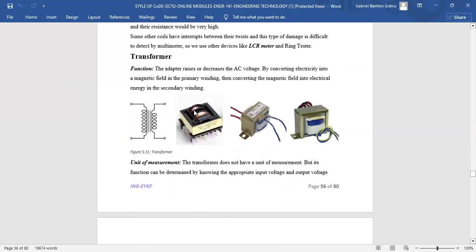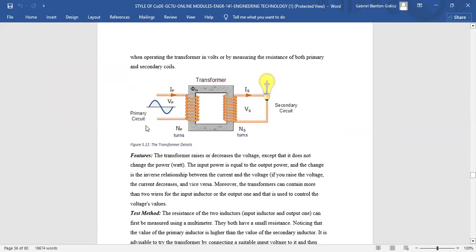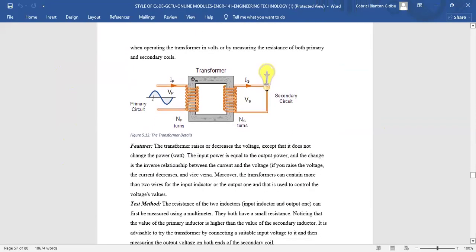All right, these are transformers. Look at the symbol, that's a transformer. A transformer is used to transfer energy. The primary winding and the secondary winding transfer power without contact.